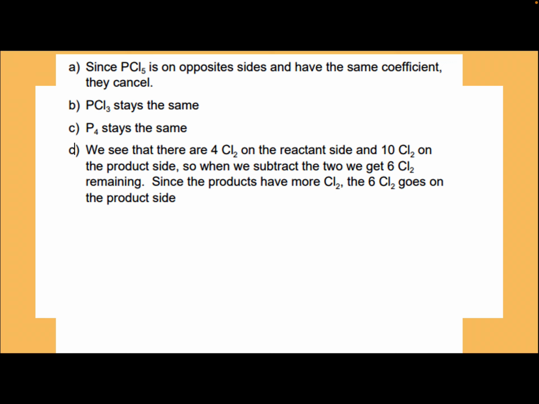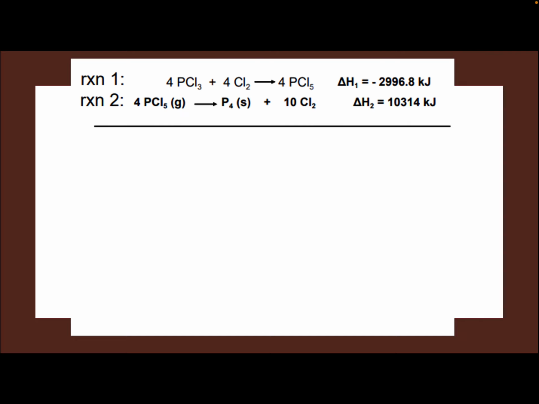And then we see that there are 4 Cl2 on the reactant side and 10 Cl2 on the product side. So when we subtract the 4, we get 6 Cl2 remaining. So therefore, since the products have more Cl2, the 6 Cl2 goes to the product side. So based off of this information, our PCl5 gets canceled out because they're on opposite sides. We are left with 4 PCl3. Okay, that remains on the reactant side. Now, what is left?